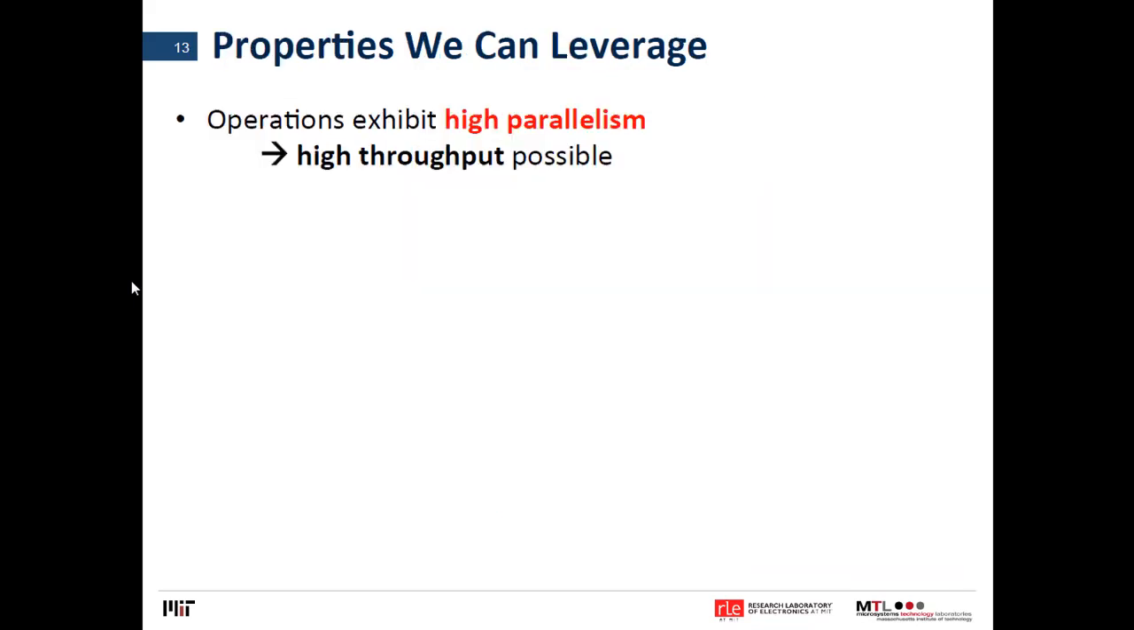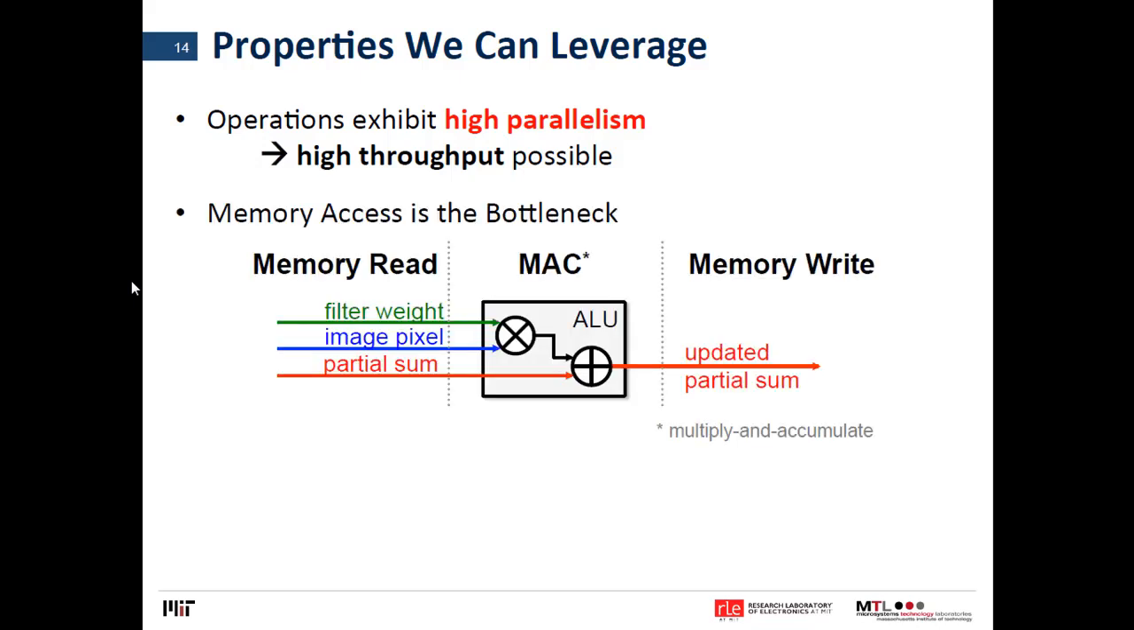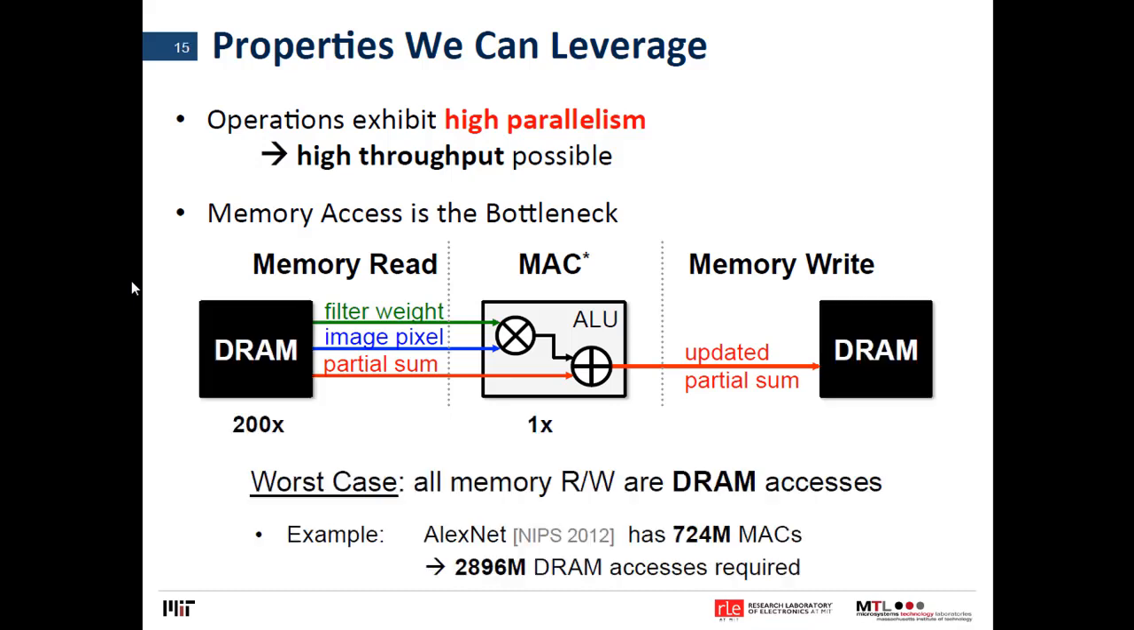However, there are some properties that we can leverage. For example, it's highly parallelizable. All of this is just convolution, just multiplies and accumulates, nothing special, so high throughput is possible. But the one challenge, both from a throughput and from an energy point of view, is the memory access. Every single time you do a multiply and accumulate, you need 3 inputs and 1 output. Your inputs are your filter weight, your image pixel, and your partial sum, and your output is your updated partial sum. So the ratio of reads and writes to computation is very high.